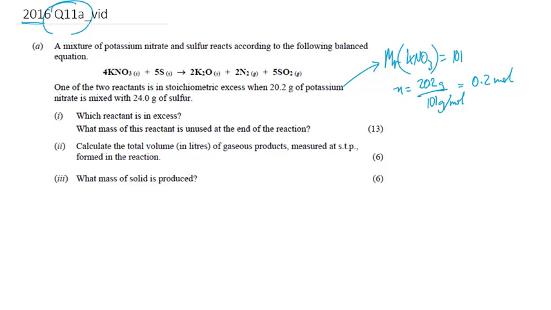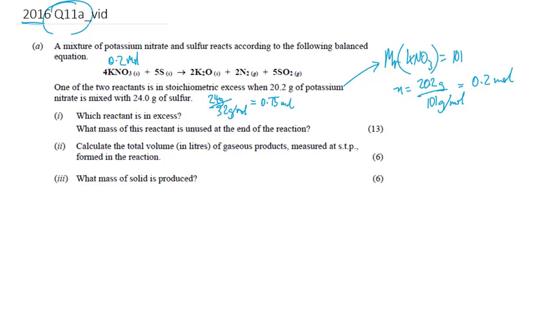So I'm going to put that up here, 0.2 moles. And we've got 24 grams of sulfur, 24 grams over the relative atomic mass of sulfur, which is 32 grams per mole. And that tells us we've got 0.75 moles.